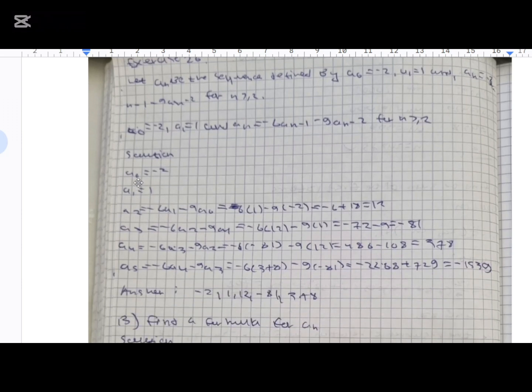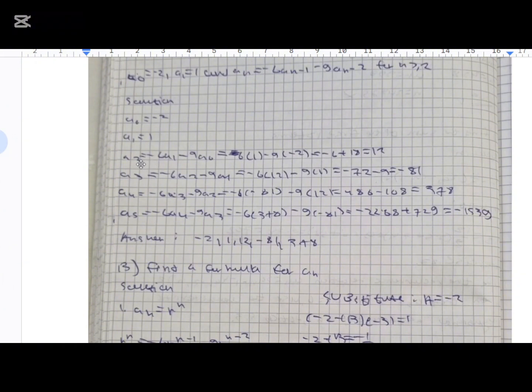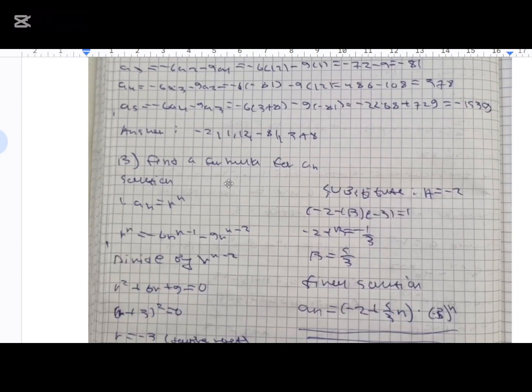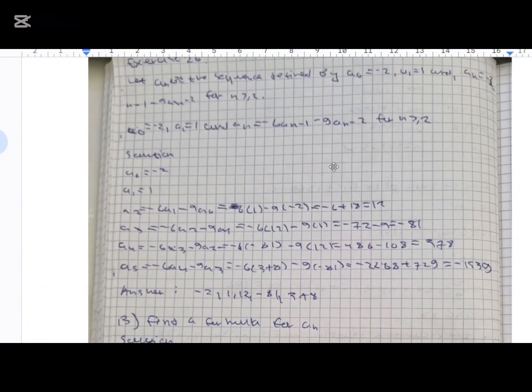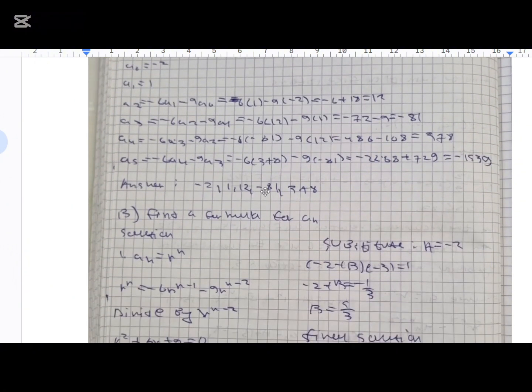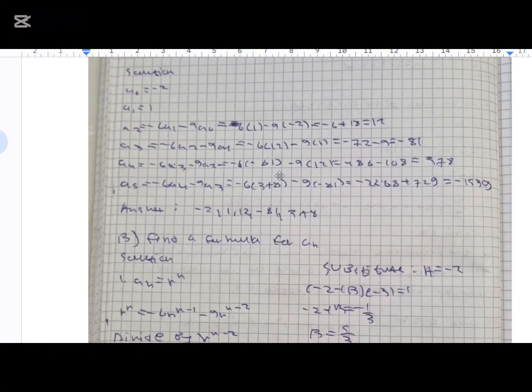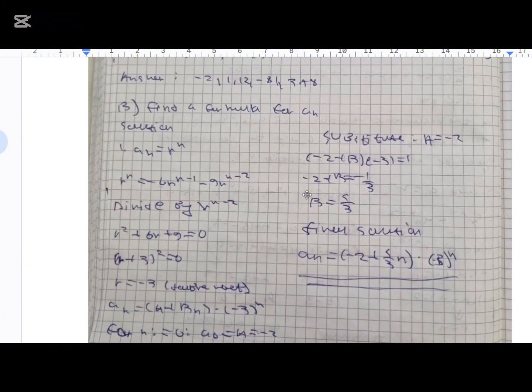Solution. The first term is minus 2, the second is 1, the third equals 12, the fourth equals minus 81, and the fifth is 378. The final answer, the first 5 terms, is minus 2, 1, 12, minus 81, and 378, if we apply the given formula.